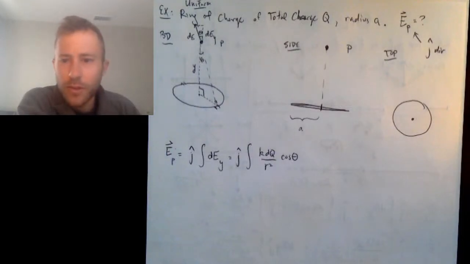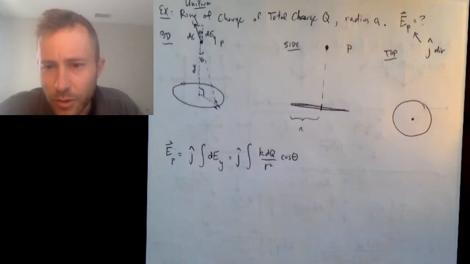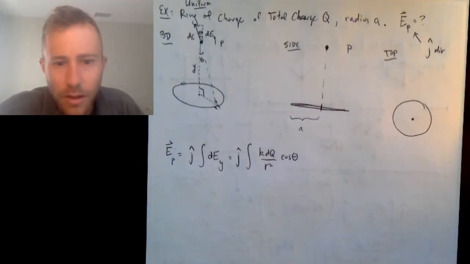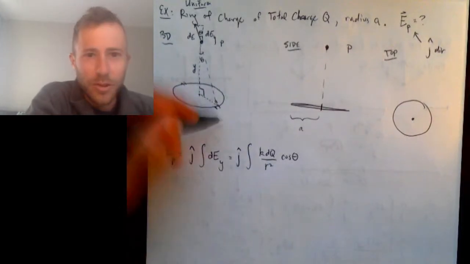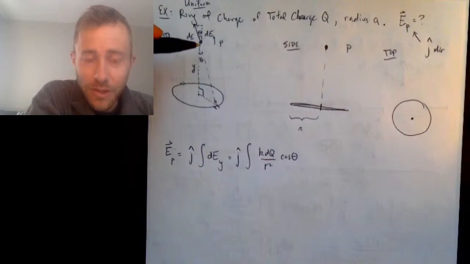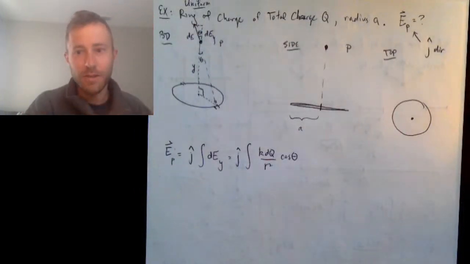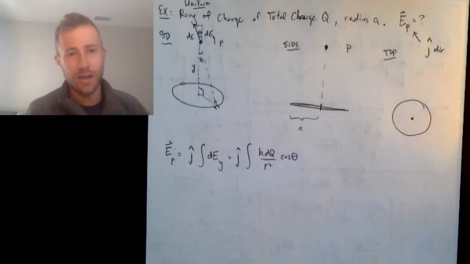I hope that makes sense. There's an interesting point. The ring makes a cone of charge. I mean, it's a ring of charge, but the electric fields that the different parts of the ring make form a cone. And when you add up a bunch of vectors along a cone, it just points along the axis of the cone.